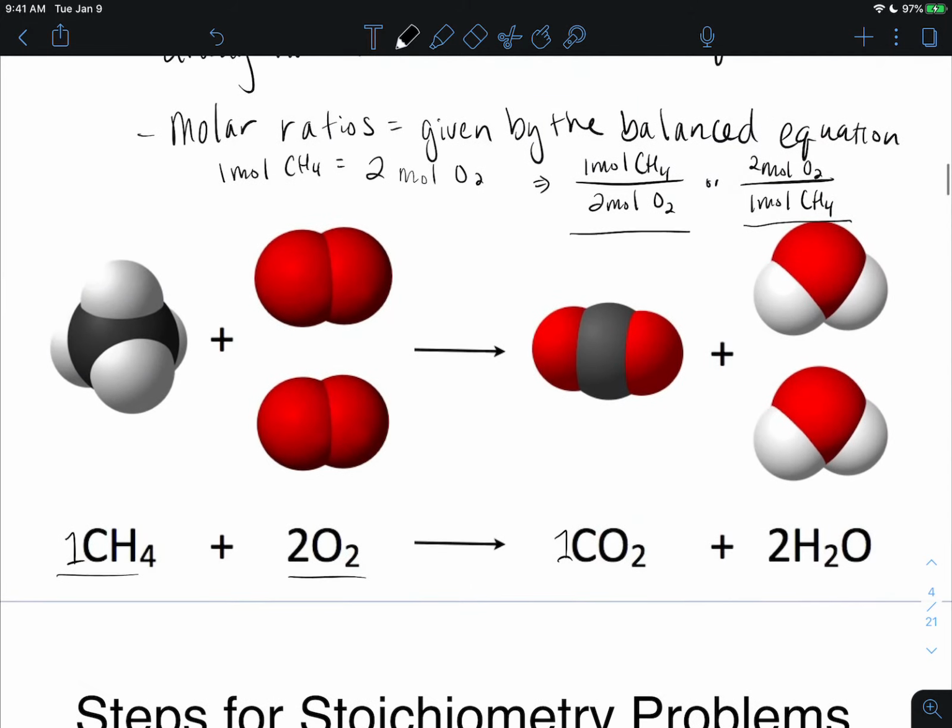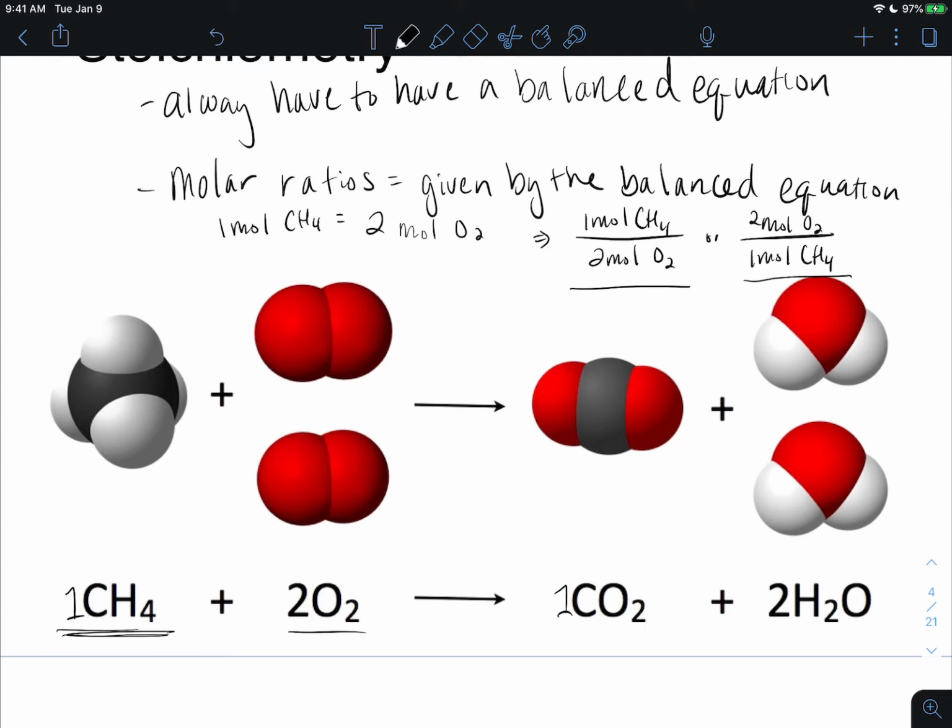So this balanced equation is saying that 1 mole of methane reacts with 2 moles of oxygen gas to produce 1 mole of carbon dioxide and 2 moles of water. Or we could also do it as molecules, and that would be fine as well. One molecule of methane reacts with 2 molecules of oxygen gas to produce 1 molecule of carbon dioxide gas and 2 molecules of water vapor.